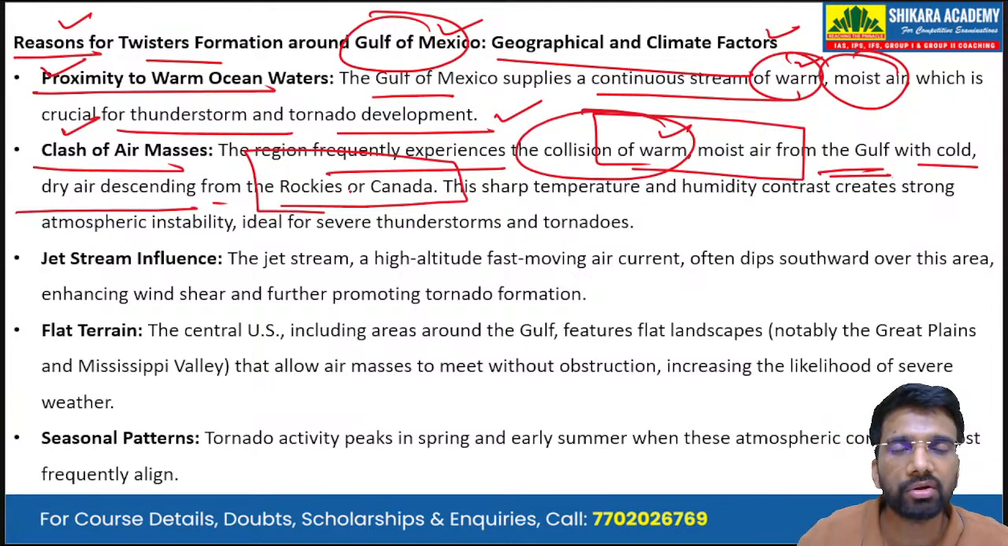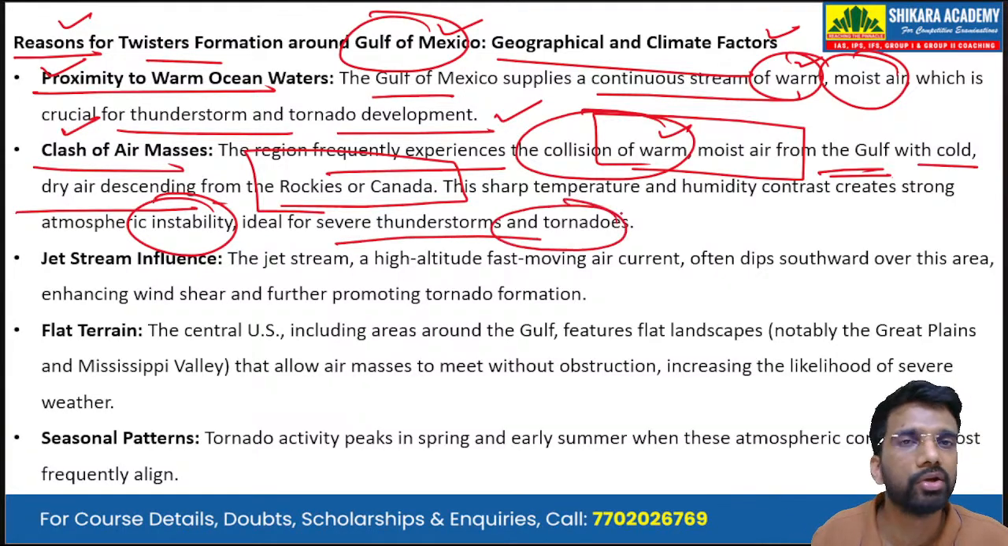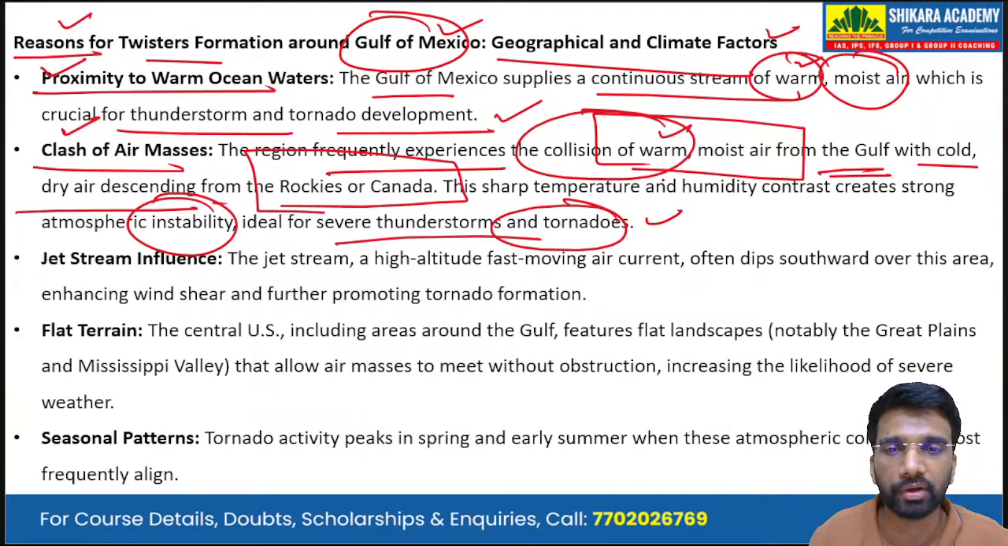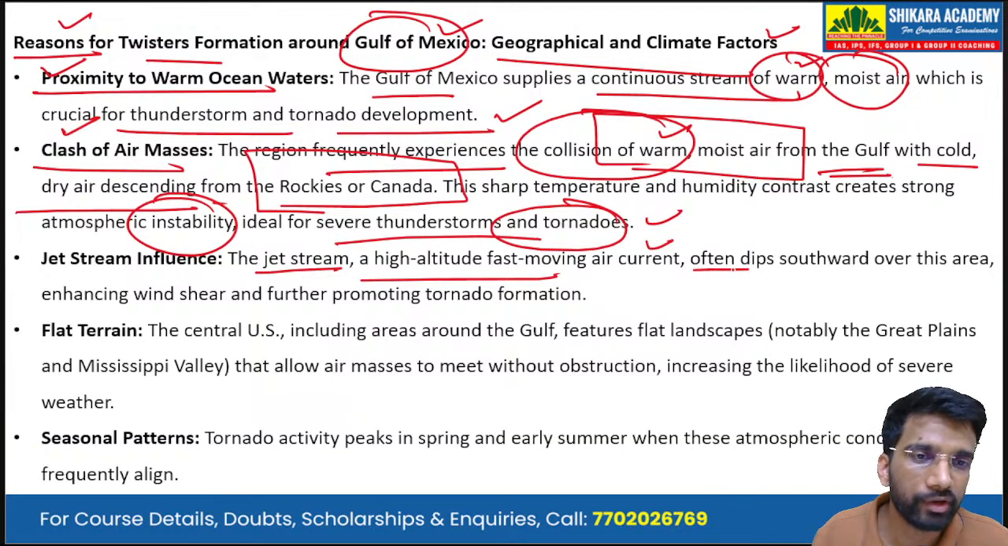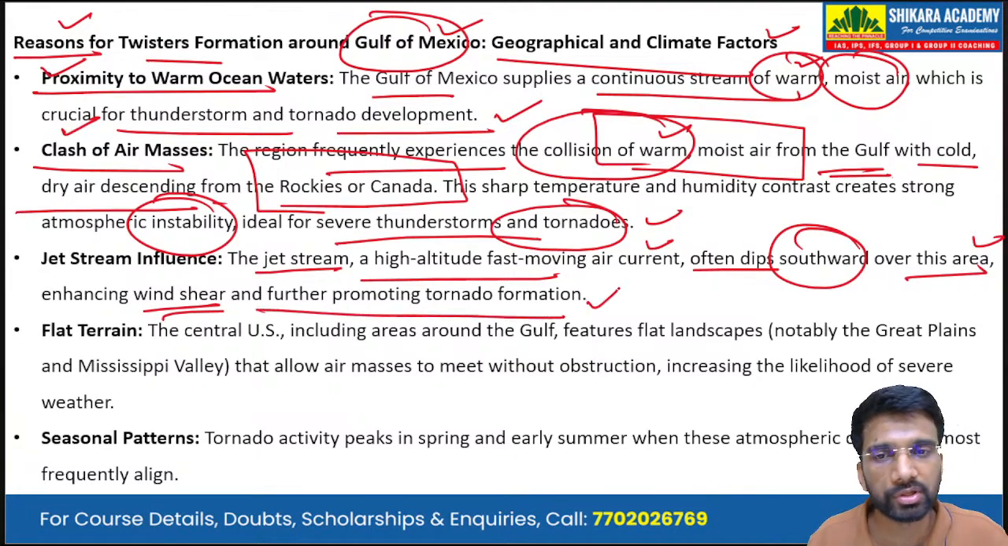Now, this collision creates strong atmospheric instability, which is ideal for severe thunderstorms and tornadoes. Third is the influence of the jet streams. The jet stream, a high altitude, fast moving air current, often dips southward over this area, enhancing the wind shear as well as further promoting tornado formation.